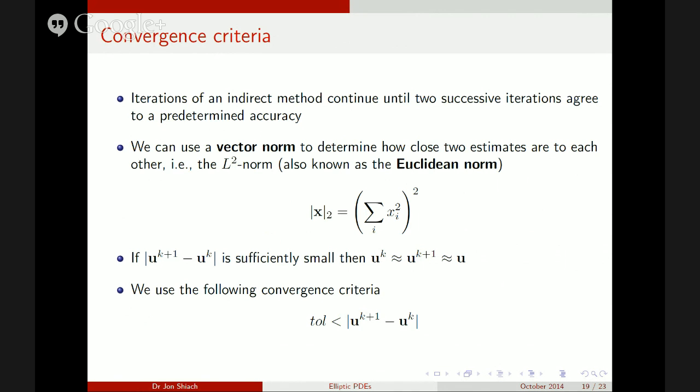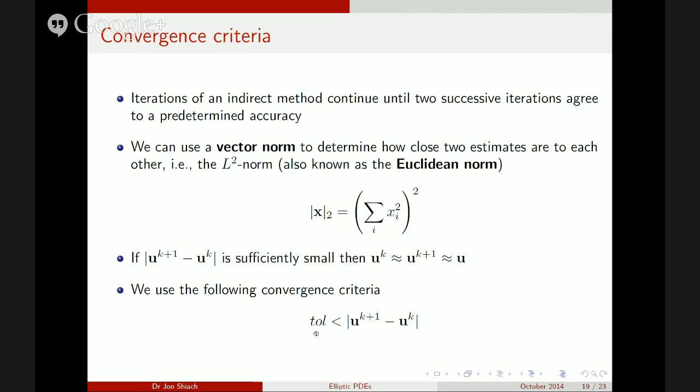Okay, so what we say is if U^(k+1) is the improved estimate and the previous estimate was U^k, if we calculate the difference between those two and calculate the norm, that will give us a single number. And when that number's small, we can say our estimates agree with the actual solution, which is U.